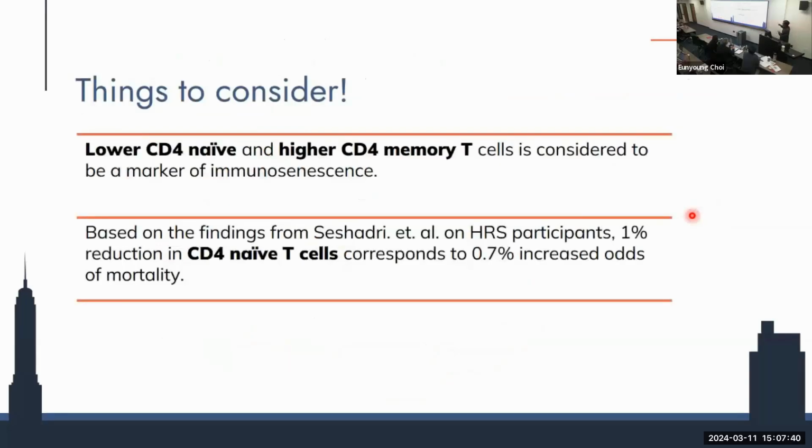And these are some key points based on previous papers. Lower CD4 naive and higher CD4 memory cells are considered to be a marker of immunosenescence. And in one of our previous findings on HRS, we had shown that a 1% reduction in naive T cells corresponds to 0.7% increased odds of mortality. We might believe that the immune system will only protect us, but if things go wrong, they can also act against us, basically.